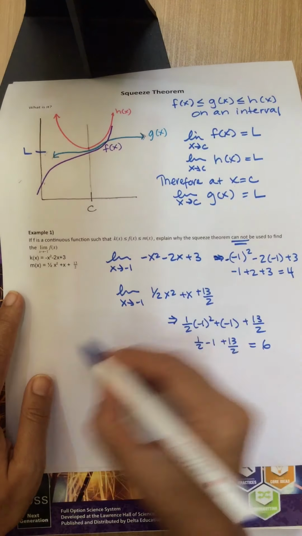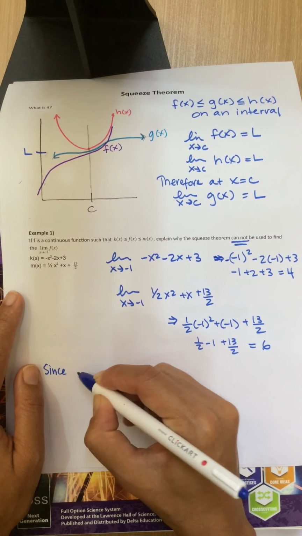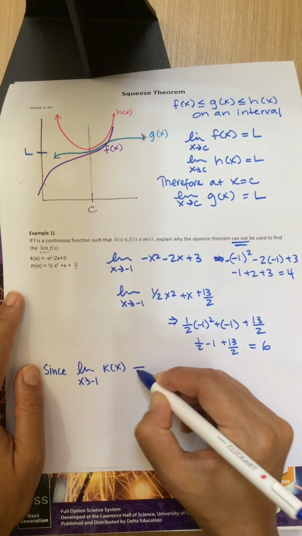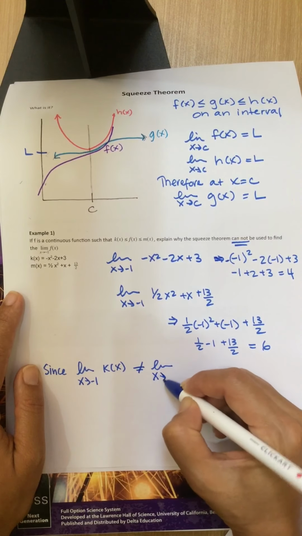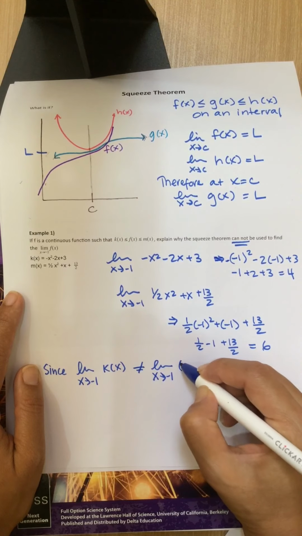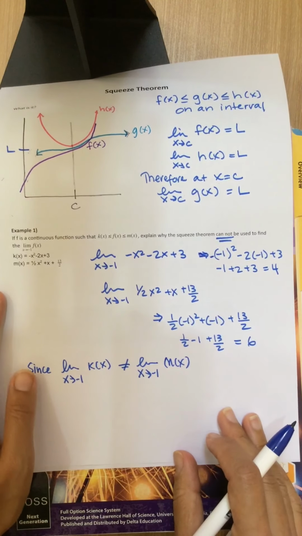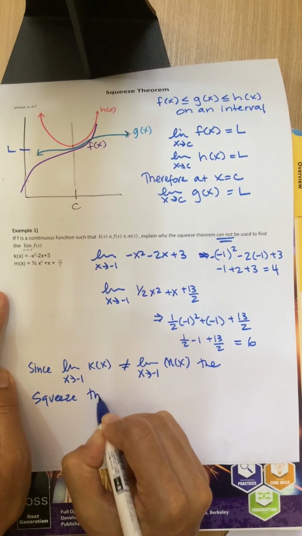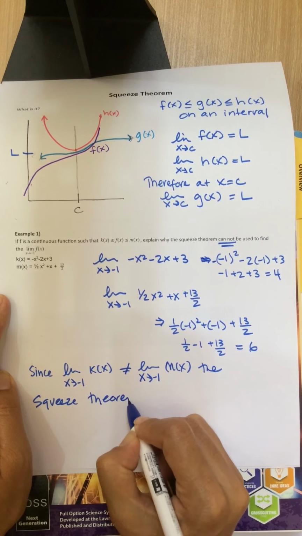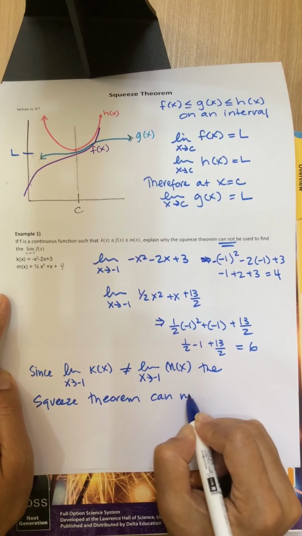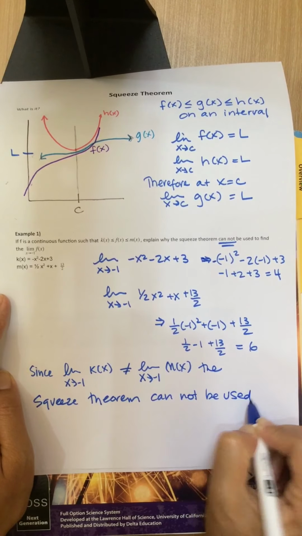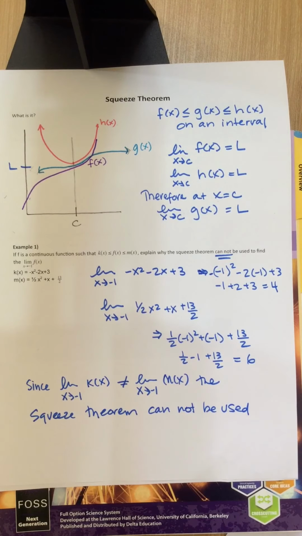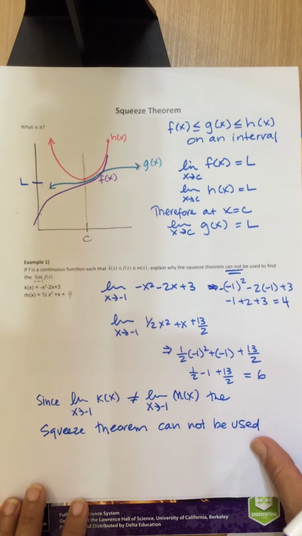So what we're going to say to prove that it cannot be used is since the limit as x approaches negative 1 of k of x does not equal the limit as x approaches negative 1 of m of x, the squeeze theorem cannot be used. I always spell theorem wrong. These would have to be the same value to use the squeeze theorem. So that's an example of when it cannot be used. All right, let's do another one.